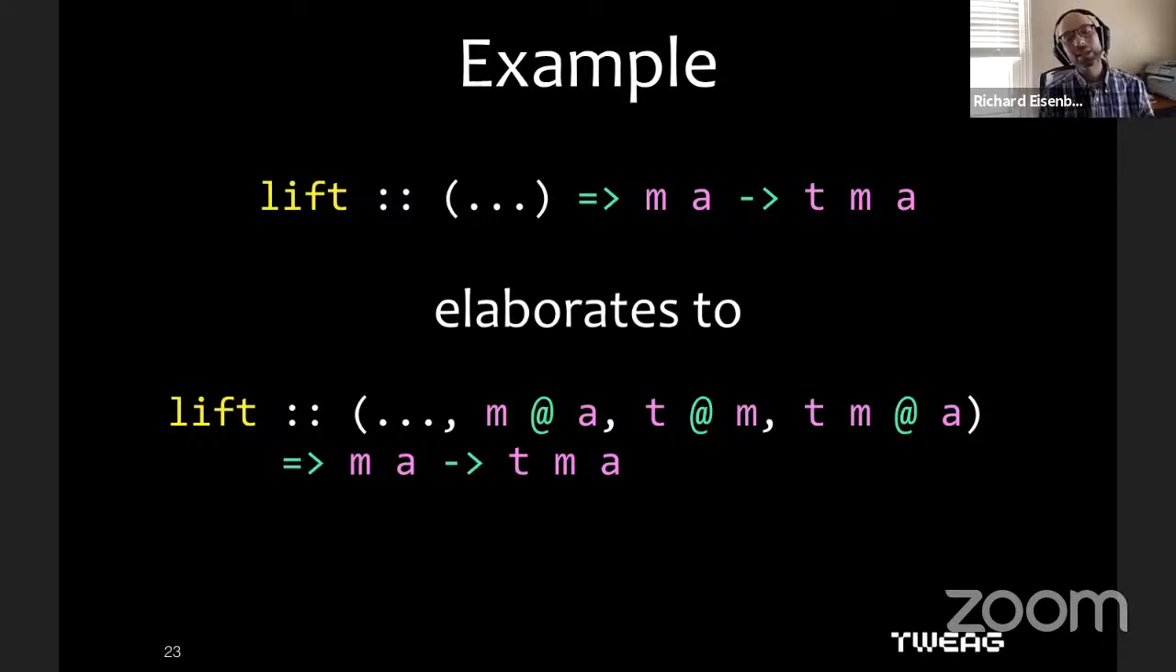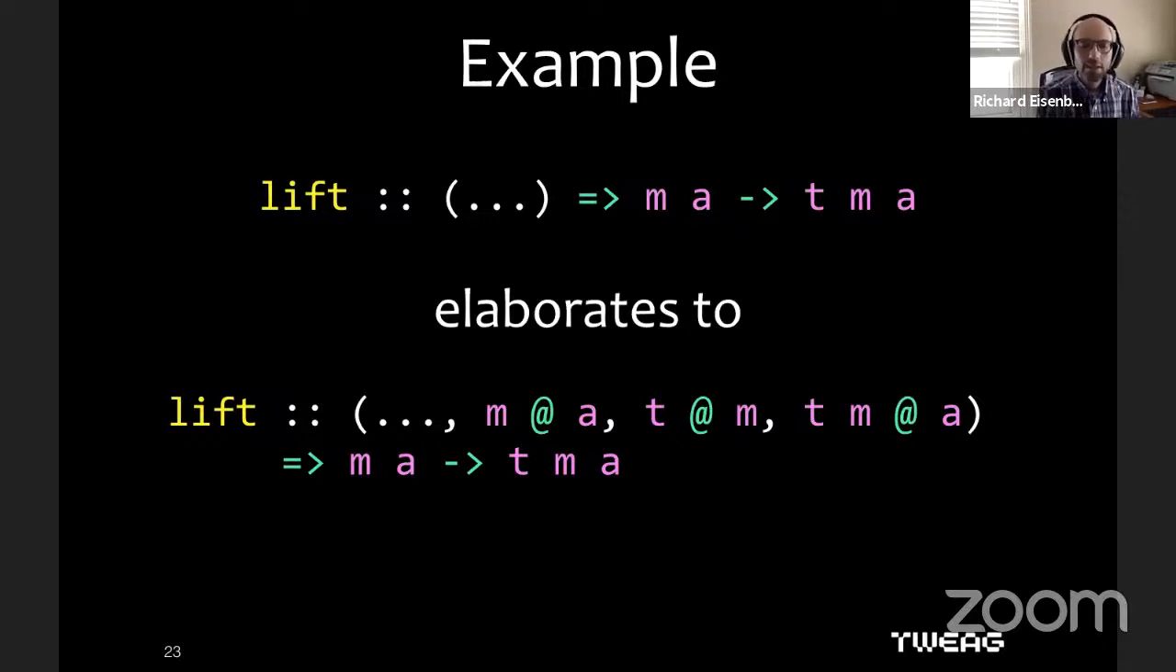So what that really means is that when the user writes this type signature for lift, what GHC would understand if we implemented this is that actually there are these extra constraints. M at A comes from the M A that we see after the fat arrow. We need to know that A is in the domain of M. But then we have T applied to M applied to A. So T must be applicable to M, and T M must be applicable to A.